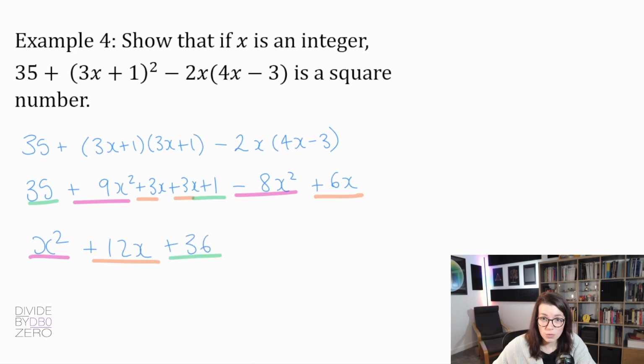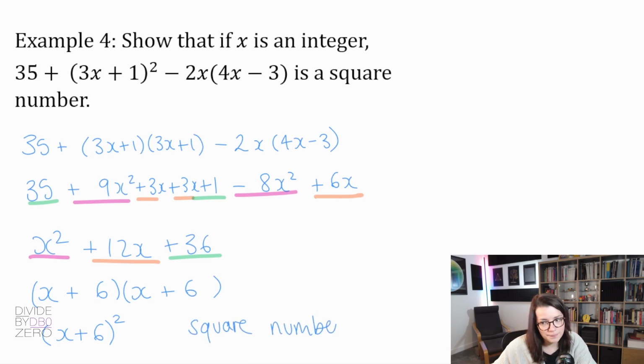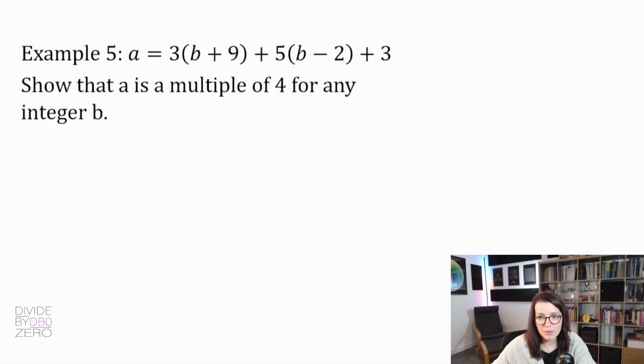Now, does that look like a square number? Not yet. However, we have ended up with a quadratic. So we can think about factorizing that quadratic into 2 brackets. When we do that, we will in fact get x plus 6 in both brackets. And that's great news because you can write that as x plus 6 all in brackets squared, which is in fact a square number.